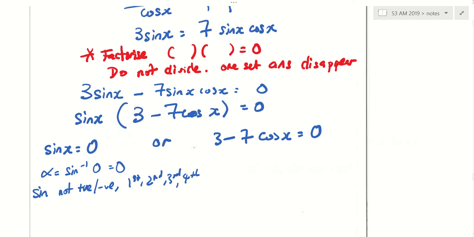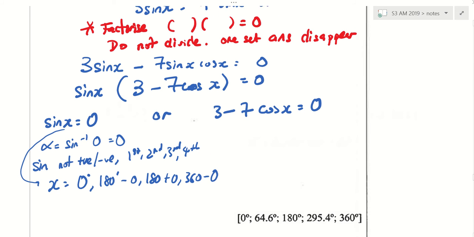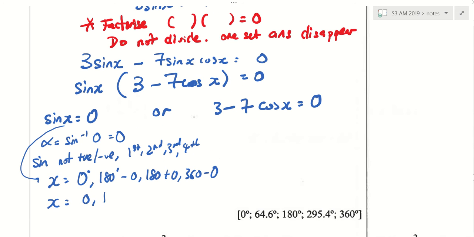Let's go through the motion very quickly. I copy down this value. X in the first quadrant is what? Reference angle. So it's 0. In the second quadrant is 180 minus 0. Third quadrant is 180 plus 0. Fourth quadrant is 360 minus 0. But you notice these two have the same answer. So what happens here? X is equals to what? 0, 180, 360. Do you follow?